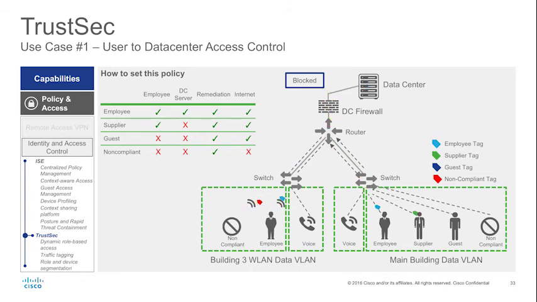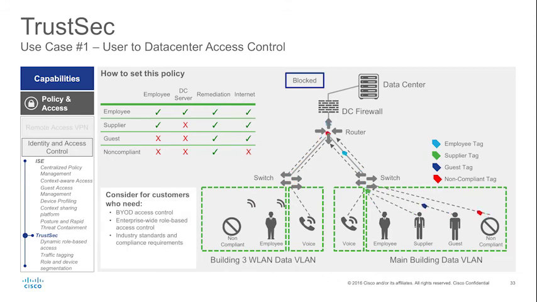Regardless of topology or location policy, security group tag stays with users, devices, and servers. This means that employees attempting access from other campuses are still granted access, while others are blocked. TrustSec simplifies ACL management for inter VLAN traffic. This setup is perfect for customers who need BYOD access control and access control based on role. Any company needing to adhere to industry standards can use this to simplify their policy management and maintain compliance.